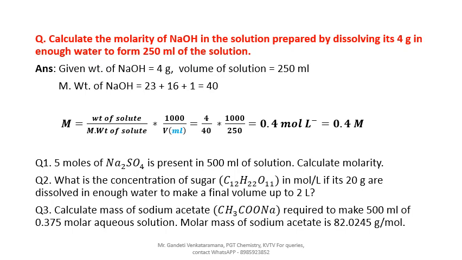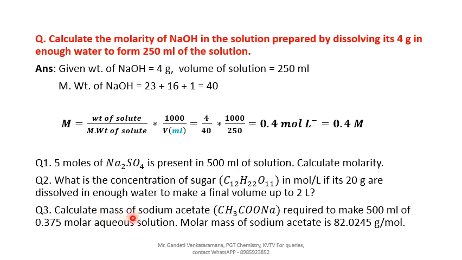First question, 5 moles of Na2SO4 is present in 500 ml of solution. Calculate molarity. N is given, V is given, use the direct formula. What is the concentration of the sugar in mole per liter? If it's 20 gram dissolved. So weight is given, molecular weight is not given, but formula is given to you. So by using the formula, you should calculate the molecular weight. Final volume up to 2 liters, V is given.